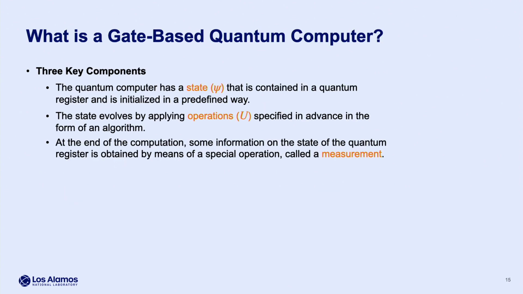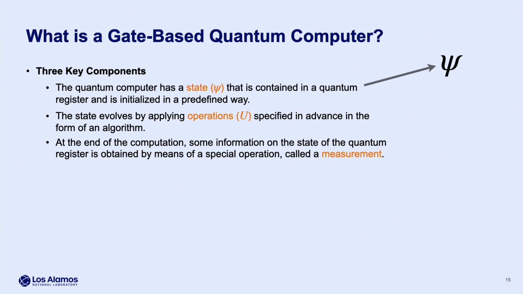Now, what is a gate-based quantum computer? It has 3 key components. So we're going to have first a quantum state. You can think of that as a register or maybe like a memory, but it's going to be a thing that's called psi. And that is the state of the quantum computer that's initialized in a predefined way.